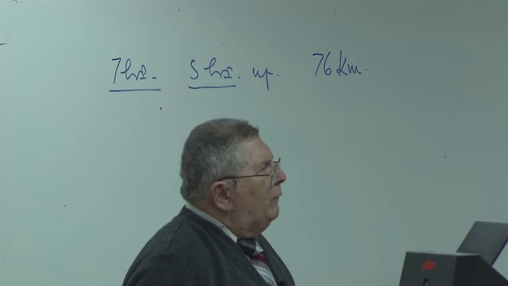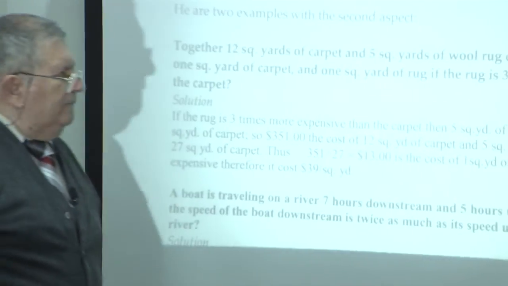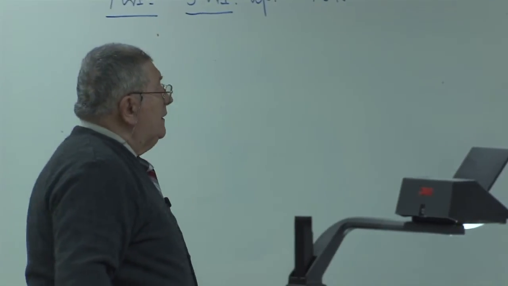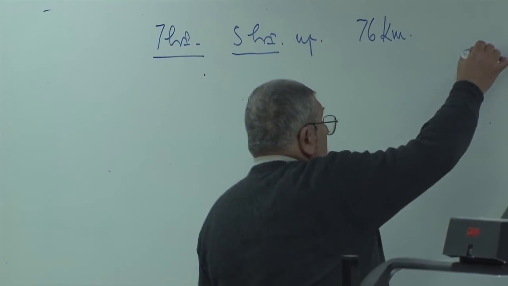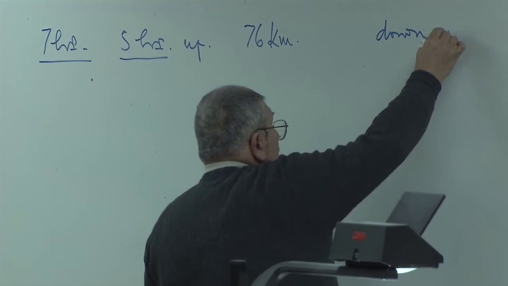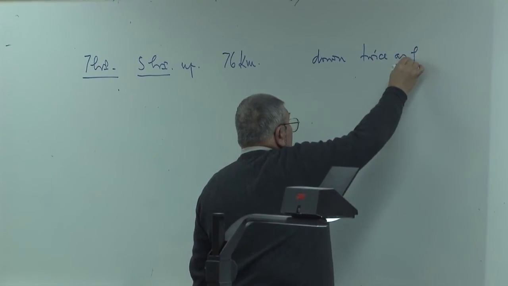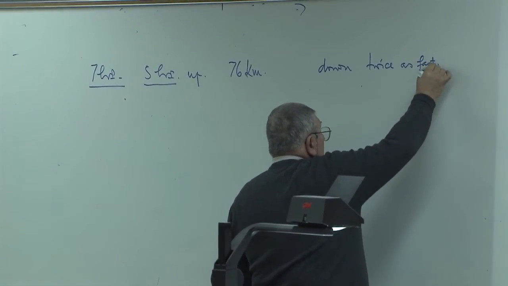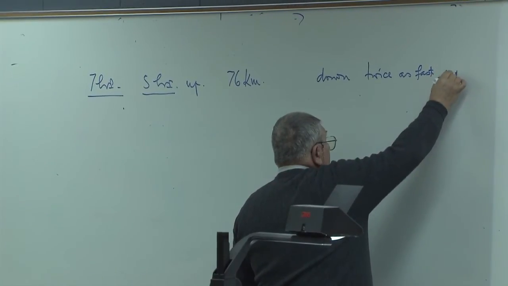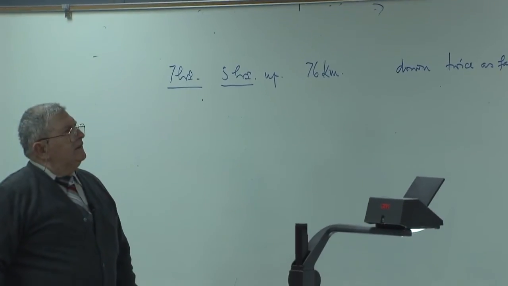The speed of the boat downstream is twice as much as its speed upstream. So downstream, it travels twice as fast as upstream. What is the speed of the river?